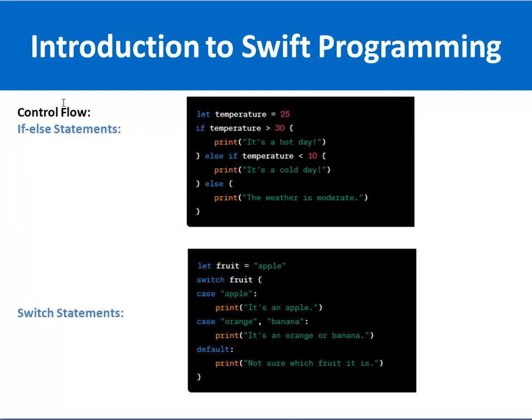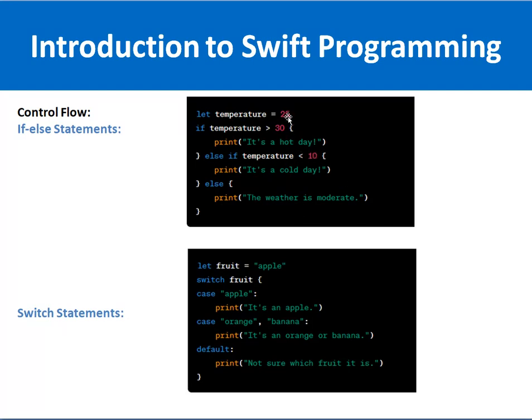Then control flow. A very popular and common control flow is the if-then-else statement. Let me give an example: temperature is equal to 25. If temperature is greater than 30, then print "It's a hot day". Else if temperature is less than 10, print "It's a cold day". Else print "The weather is moderate".